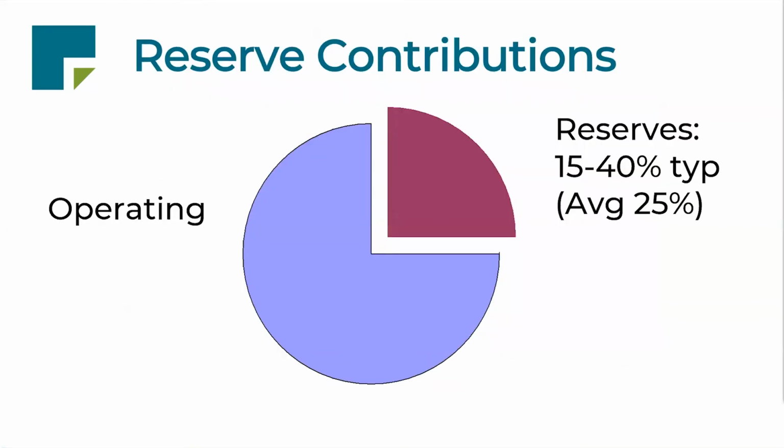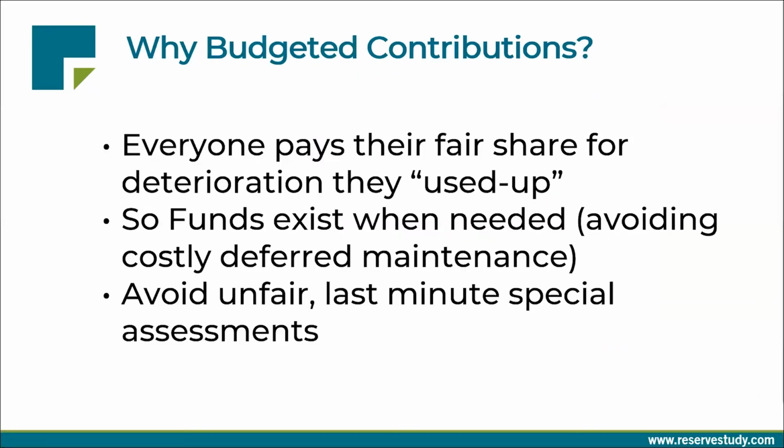But I imagine everyone here with us is thinking, well, what's it actually take to adequately fund reserves and offset ongoing deterioration? Isn't that going to be just a fortune? And the answer is often it's about 25% of total budget, kind of like we show on this pie chart. Yeah, and the question, why budgeted contributions instead of special assessments? Well, with budgeted contributions, every owner pays their fair share of this steady, ongoing deterioration over the time that they owned a home in the association.